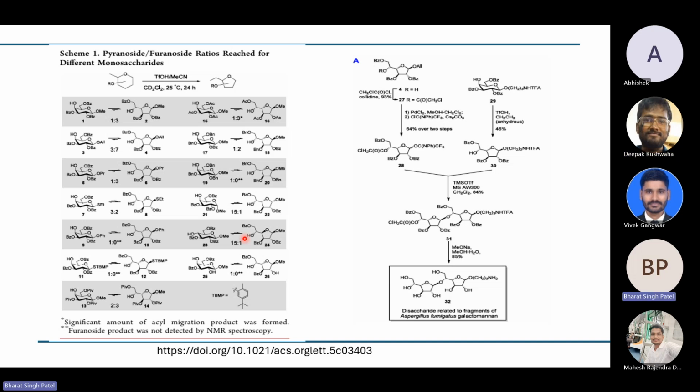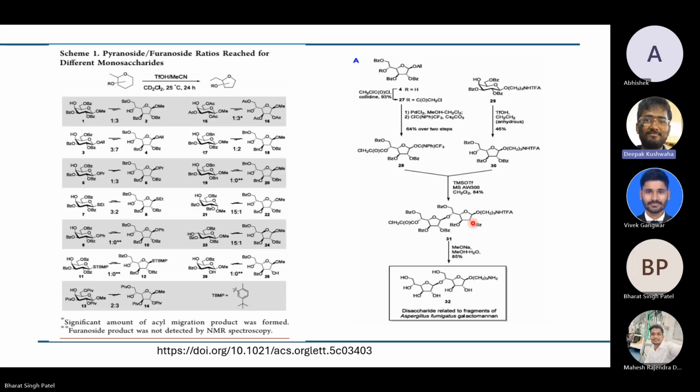Exactly. They cleverly took galactose first, since there are many reports where people have reported this just as a byproduct. But here they showed that if you want the furanoside, you can get it by using this method. They also showed the synthesis of this antigen by the same method, to establish that this is the way we can get the furanoside and it can be utilized further for glycoconjugate synthesis.